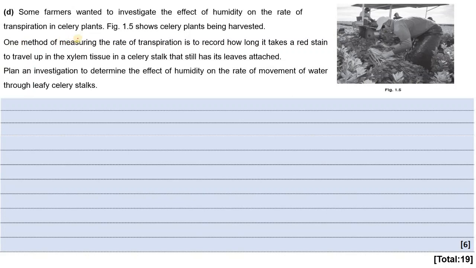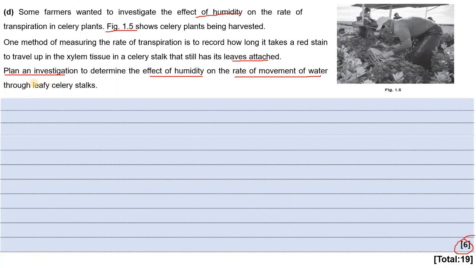Next question. Some farmers wanted to investigate the effect of humidity on the rate of transpiration in celery plants. Figure 1.5 shows celery plants being harvested. One method of measuring the rate of transpiration is to record how long it takes a red stain to travel up the xylem tissue in a celery stalk that still has its leaves attached. You need to plan an investigation to determine the effect of humidity on the rate of movement of water through a leafy celery stalk. Now, this is basically the most important question of the whole paper because it carries the maximum marks. It's a 6-marker question.